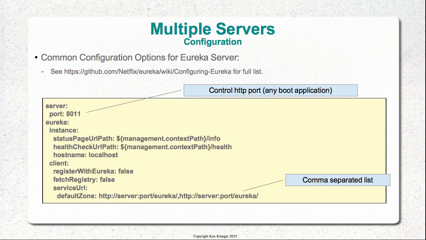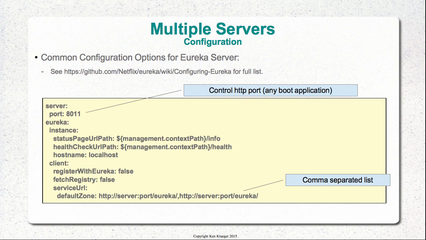Now there are some common configuration options for the Eureka server. To see the full list, go out to github.com and look at the Netflix site for Eureka, and in their wiki, they have their documentation there. I found it a little bit tough to absorb the documentation, if I'm honest. But let's talk about some of the common settings here.